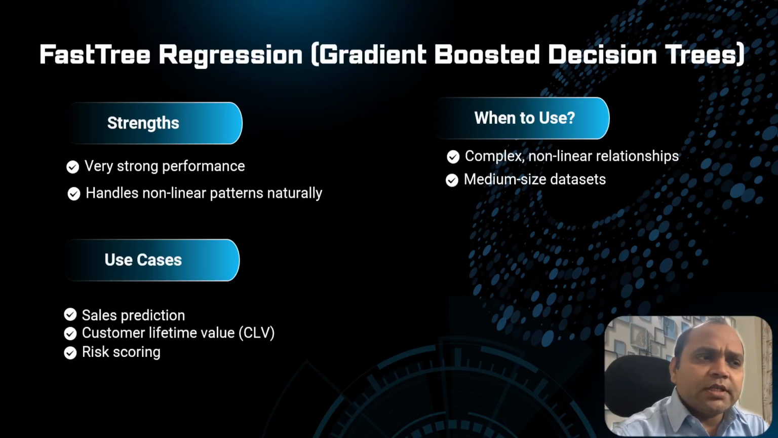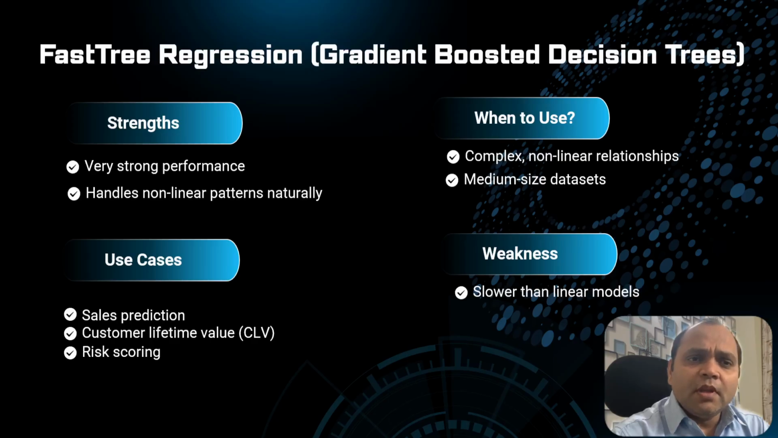What are the use cases? You can use the FastTree regression trainer in sales prediction, customer lifetime value calculation, and risk scoring. Risk scoring would be useful in your project management or in many industry fields. The weakness, as I explained earlier, is that it is slower than a linear model.